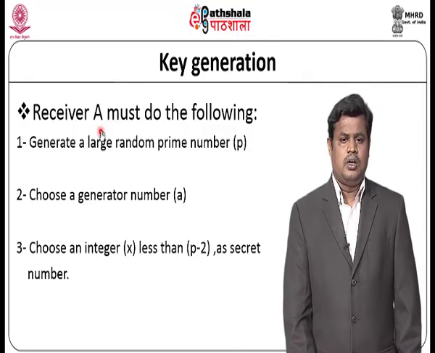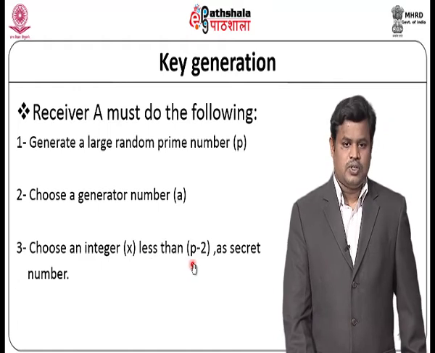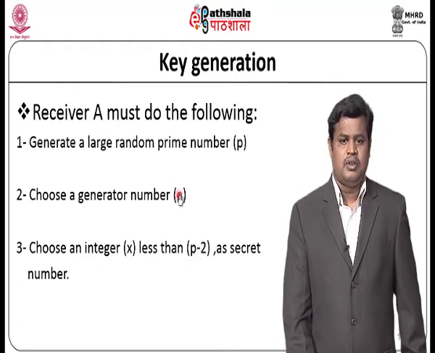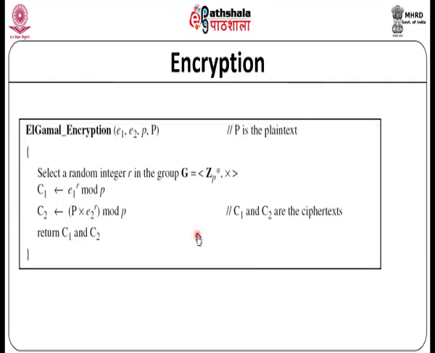So A must do the following: generate a large prime number P and a generator, and choose the secret. These are the steps we did with the previous algorithm. Then they have to compute D, where X is our private key, like in your previous case. After that they have to go for the encryption process.